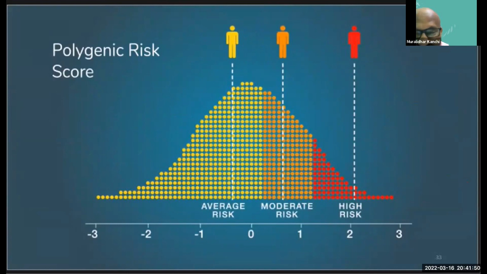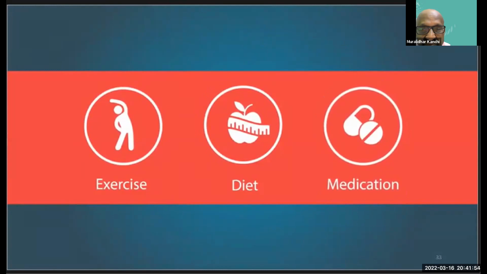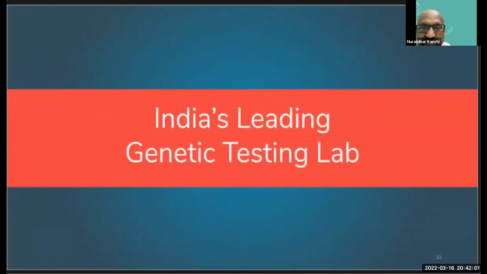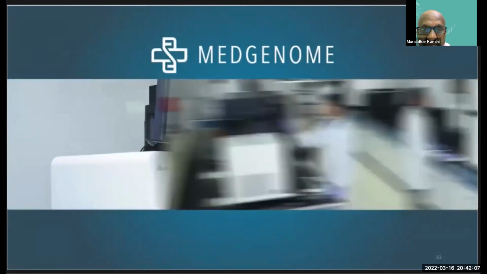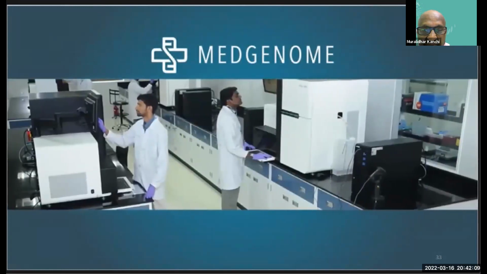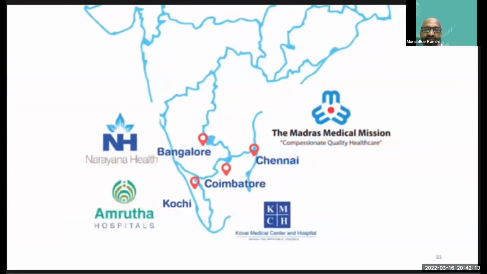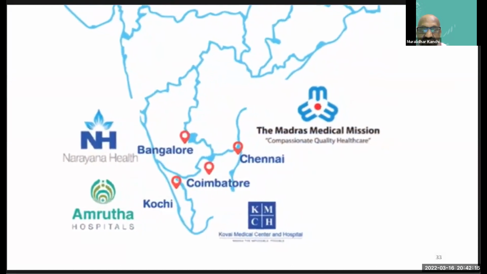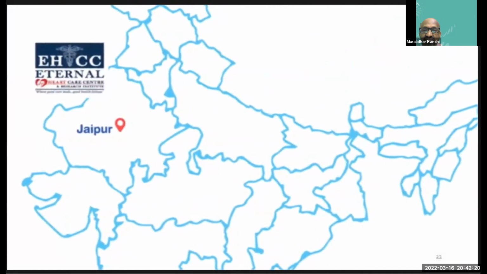Using PRS, clinicians can then recommend exercise, diet and medication to prevent the onset of the disease much before the symptoms appear. Scientists at India's leading genetic testing lab, MedGenome, have validated the PRS concept on the Indian and South Asian population and have come up with a simple blood test called CardioGen. The CardioGen test is based on a study done by researchers from MedGenome and other leading institutes across the country.